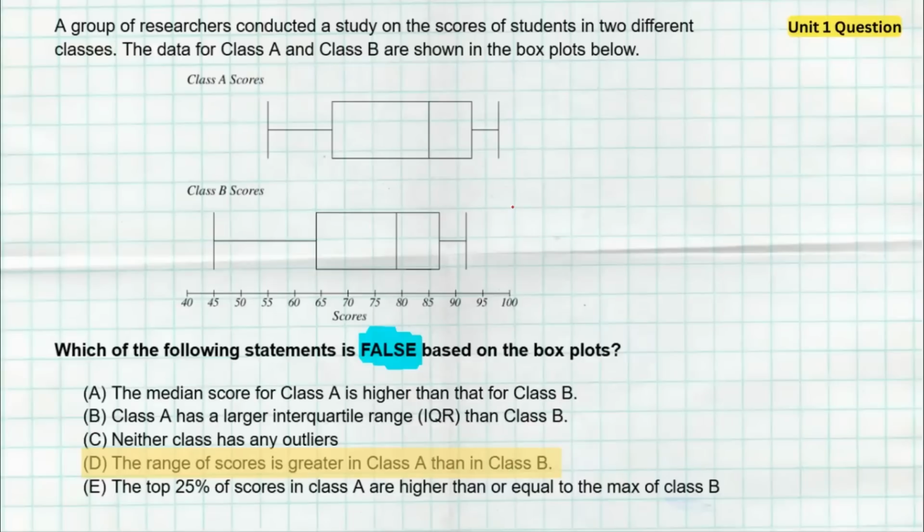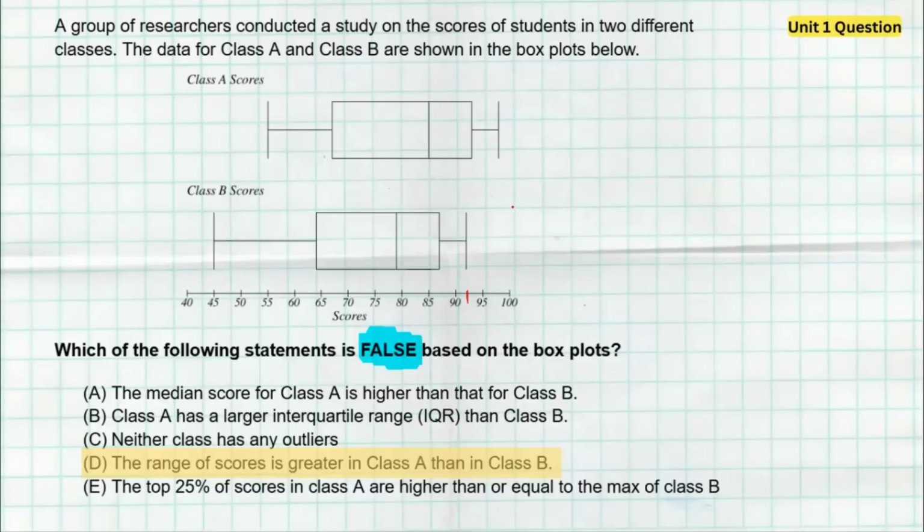The range is max minus min, and the range for B is definitely greater than A. If you do a little bit of estimating on what those maxes and mins are, we can clearly see that the range for B is greater. So D is false. It says the range is greater for A. That's wrong. It's greater for B. All of the other ones are true.